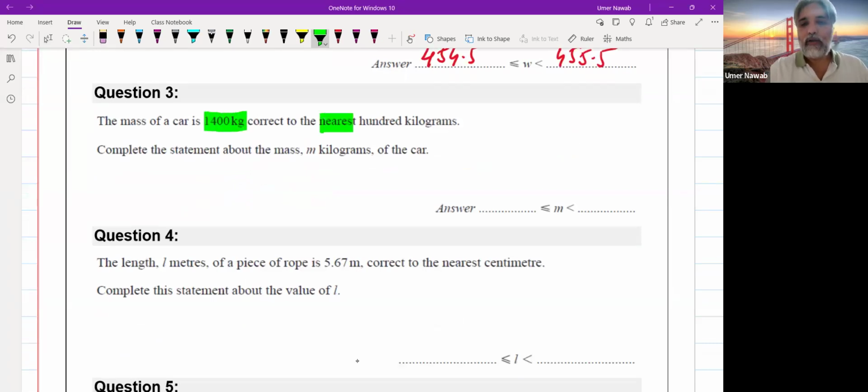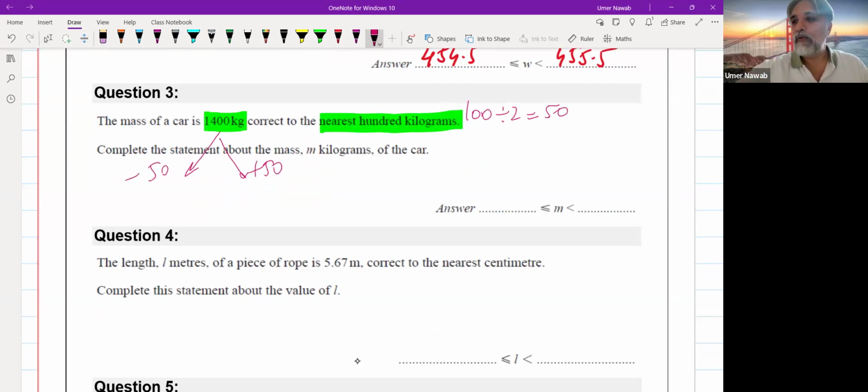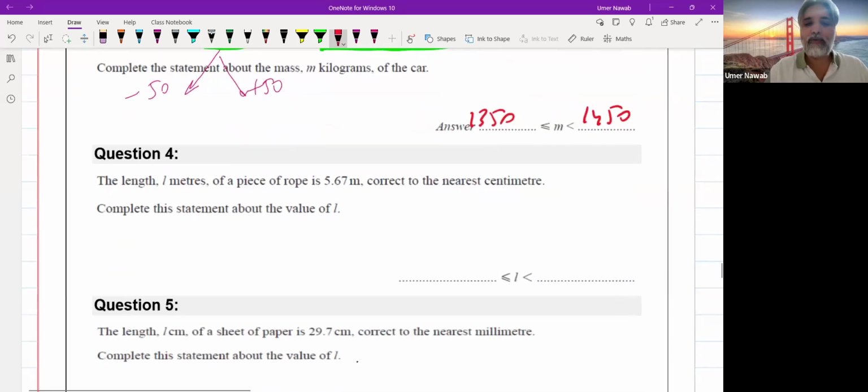Next, 1400 kg, correct to the nearest 100. So 100 divided by 2 gives you 50. So subtract 50 and add 50. So it gives us 1350 as my lower bound and 1450 as my upper bound.